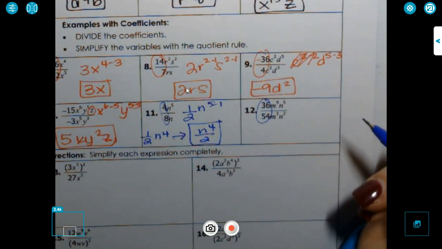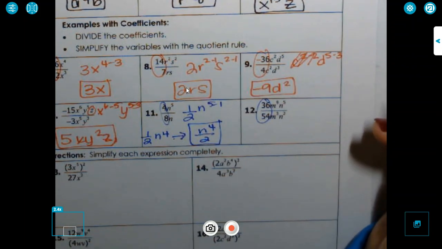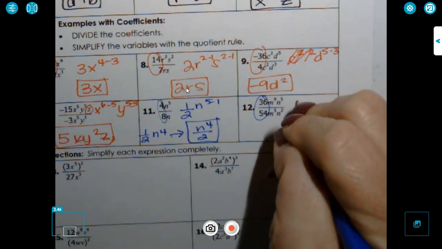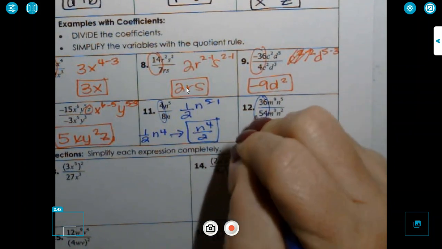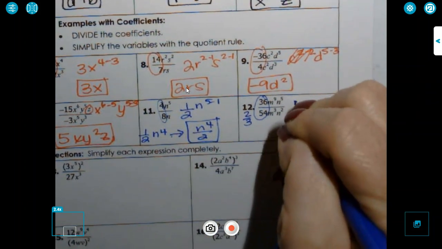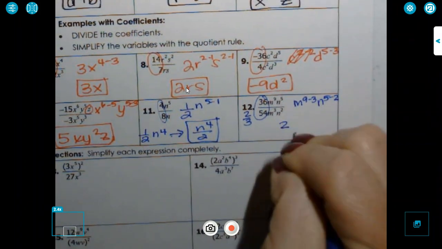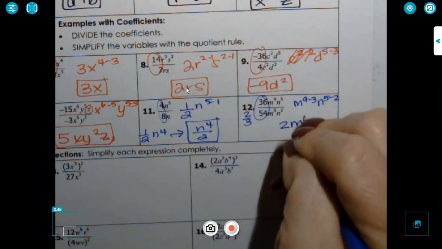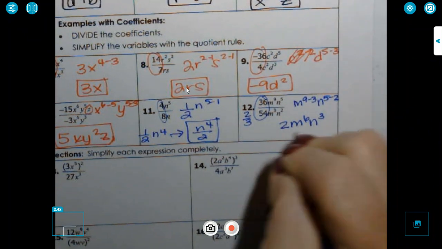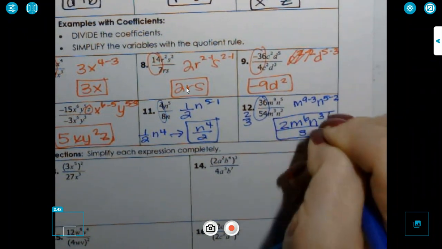All right, 36 and 54. It does not go evenly, but it does reduce down to 2 over 3. Okay, so we're going to make that a 2 over 3, and then we've got m to the 9 minus 3 and n to the 5 minus 2. So it's going to be 2m^6 n^3 over 3.